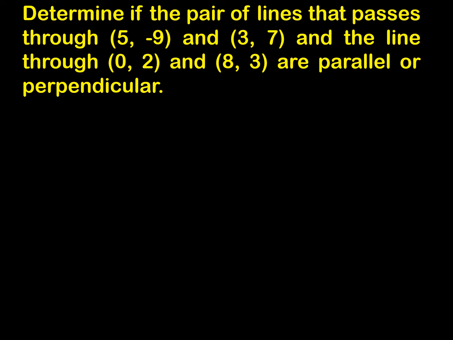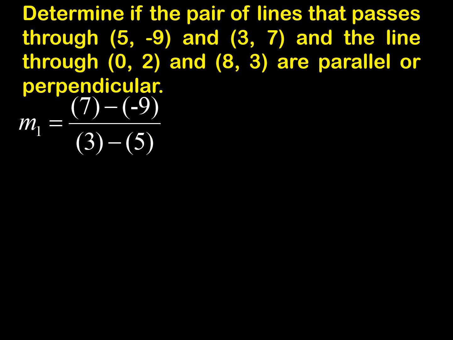Now let us determine if the pair of lines that passes through (5, -9) and (3, 7), and the line through (0, 2) and (8, 3), are parallel or perpendicular. The first thing we need to do is to solve for the slope of line 1, which is equal to (7 - (-9)) over (3 - 5). It is equal to 16 over negative 2, or negative 8.